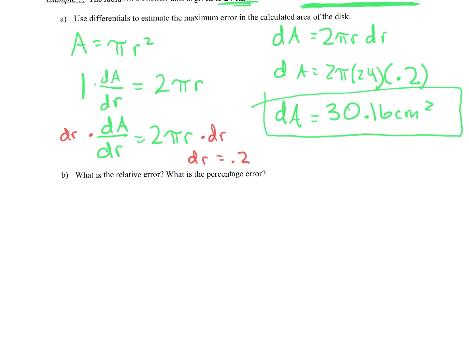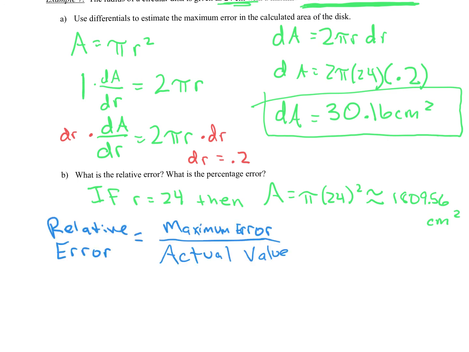For letter B, what is the relative error? What is the percentage error? First, let's go ahead and figure out with our desired radius, what would the desired area be? Okay, relative error, let me show you what that is. Perhaps you might be seeing this formula in other classes here. Our relative error is the maximum error over the actual value. So we have our maximum error right here. We have the actual value right here.